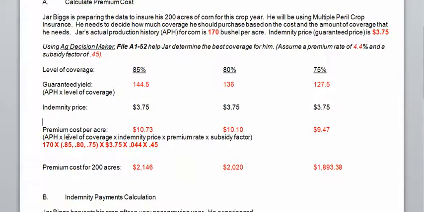So the premium cost per acre is the APH times level of coverage, which we've already done here, times the indemnity price, which we have here, times the premium rate, 0.044, times the subsidy factor of 0.45. And when you do that, for 85% coverage, you get $10.73 an acre. 80% coverage, you get $10.10 an acre. 75% coverage, you would get $9.47. And then the next question says, what's our premium cost for an entire 200 acres? You just simply take the premium cost per acre times 200 acres. Pretty simple.